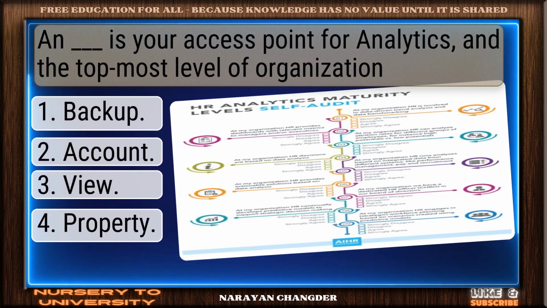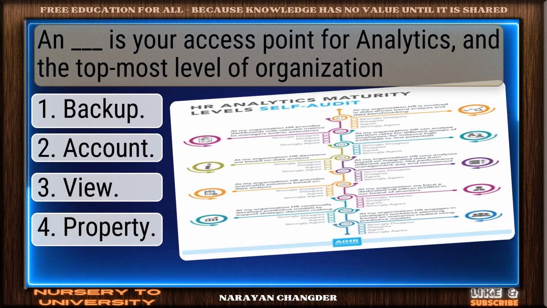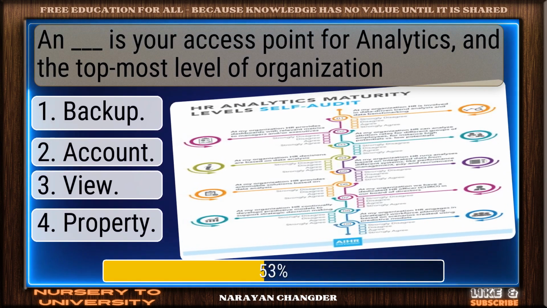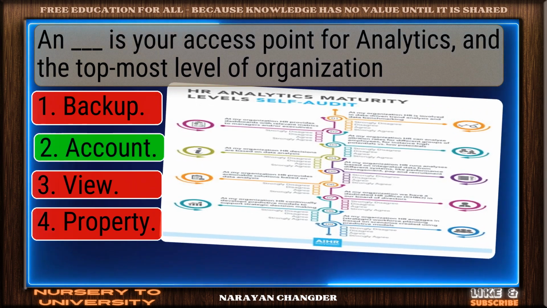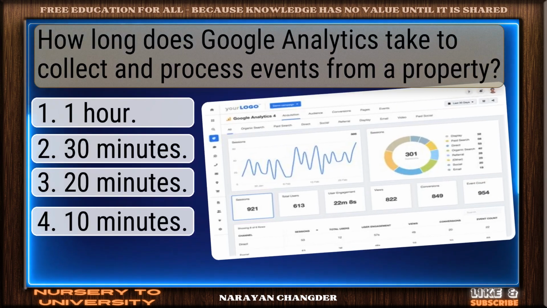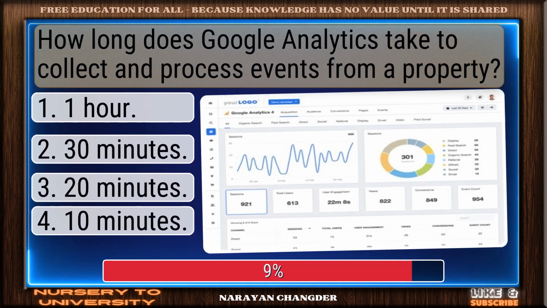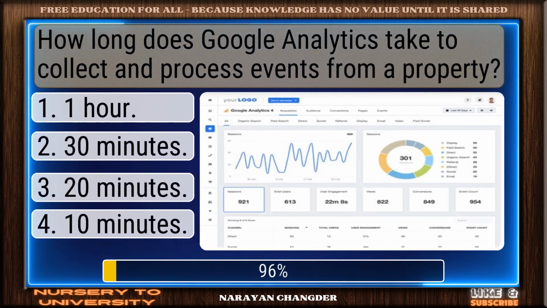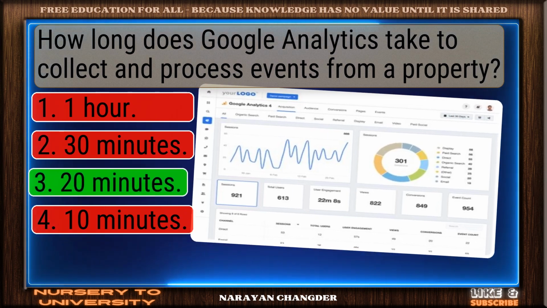And Dash is your access point for analytics, and the topmost level of organization. Perfect. Account is the correct choice. How long does Google Analytics take to collect and process events from a property? Smart pick. 20 minutes is the correct choice.